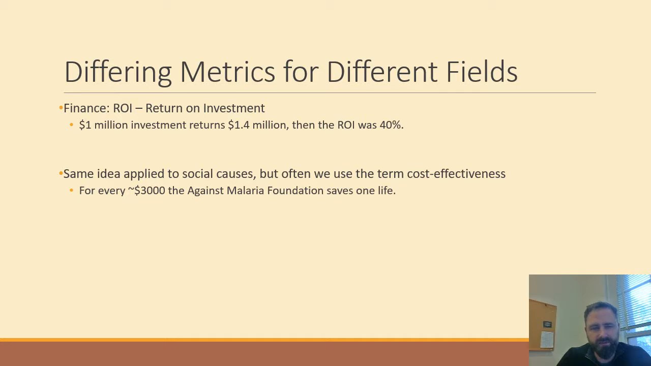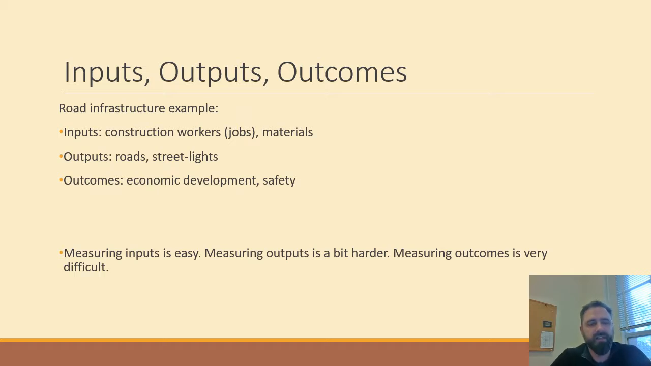Previous to GiveWell, this was not really considered as part of nonprofit evaluation. Okay, so again, inputs, outputs, and outcomes. I'm hammering this down. Let's do another example, a road infrastructure example.